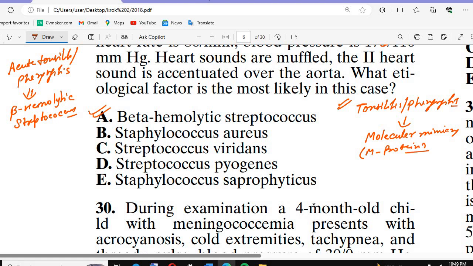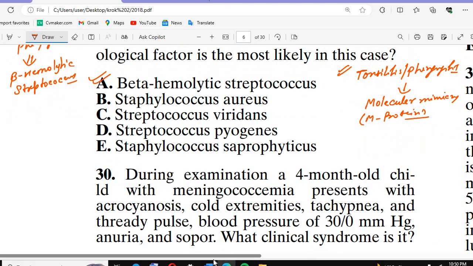And this M protein will be accumulated in the joints. That will cause rheumatism, and it can also cause scarlet fever. Then it can also cause rheumatic heart disease. It can also cause rheumatic fever. So all these things are associated with the group A beta hemolytic streptococcus. Okay.